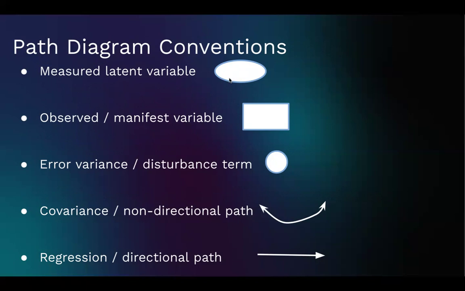The observed, or manifest, variable is something that we have data from. We have these observed variables, but we use those to infer the latent variables. The observed variables are represented as a square, and we have the error variance or disturbance term. I think this is some kind of error that will be introduced to the model, kind of the intrinsic noise of the system.